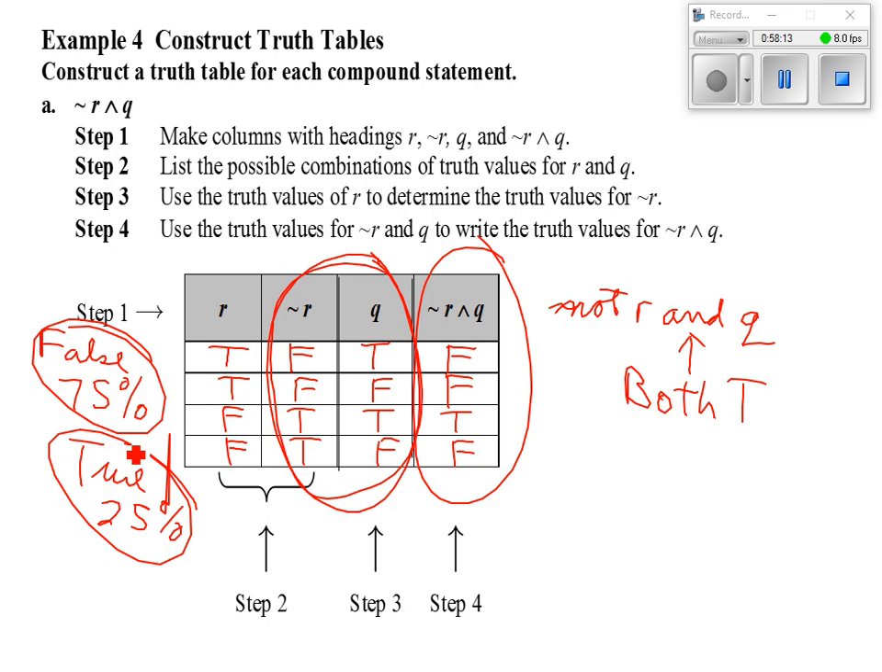So if you had to bet all the money you have in your pocket today on whether it was going to be true or false, you'd probably be smart to bet on which one? False. Again, do we know what R is? Do we know what Q is? But we know 75% of the time this statement right here is going to be a false statement, even without knowing what the original statements are.